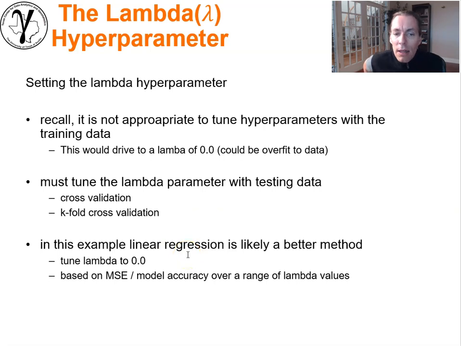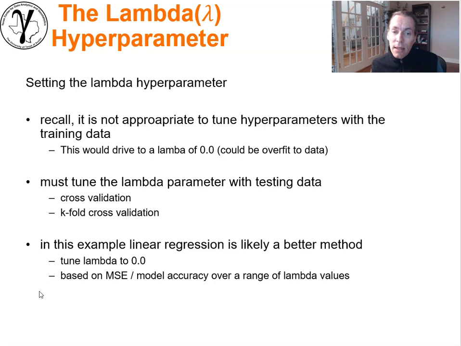Now, in this example, linear regression was the best model. And if we were to tune the hyperparameter lambda, we would have selected 0 as being our hyperparameter and just used linear regression. Now, one comment I'll make is that probably has a lot to do with it being a very simple one predictor, one response feature problem.